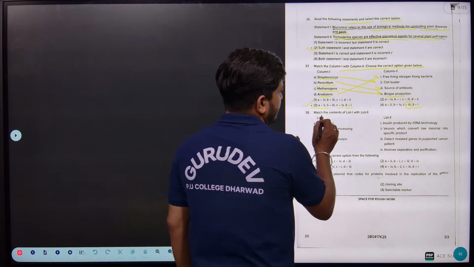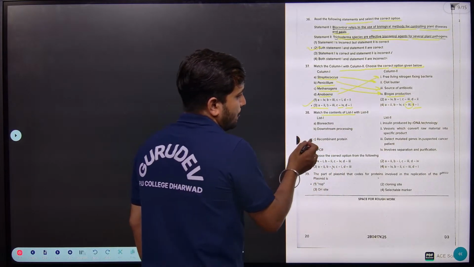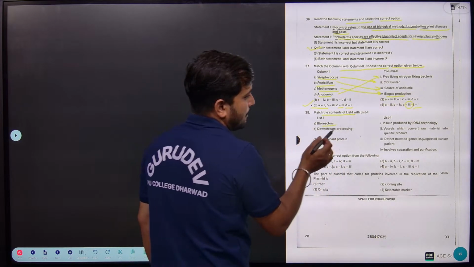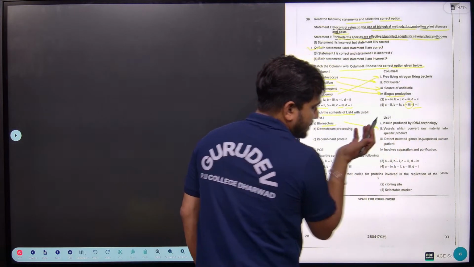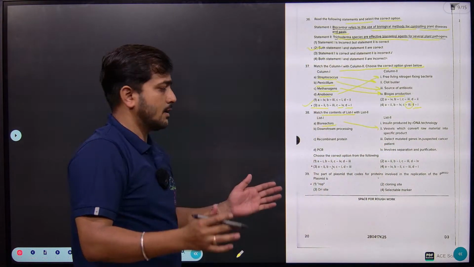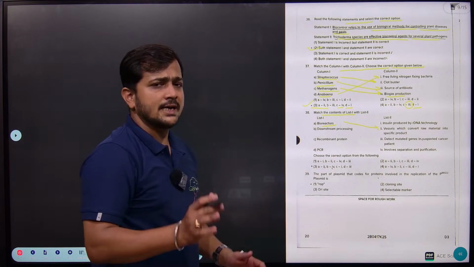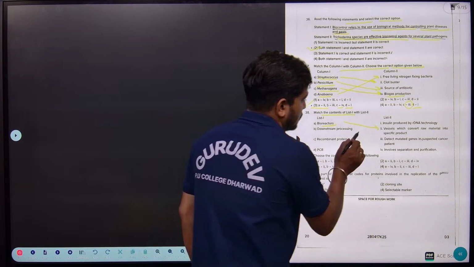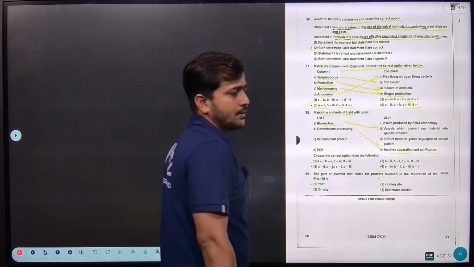So the 38th question, that is match the content with list 1 and 2, right? So here they have mentioned bioreactor. What can it be used as? Here, the vessels which convert the raw material into a specific product. It's a large vessel, right? So that's what we call a bioreactor. Downstream processing, what is it? It is a purification method, which involves the separation and the purification.